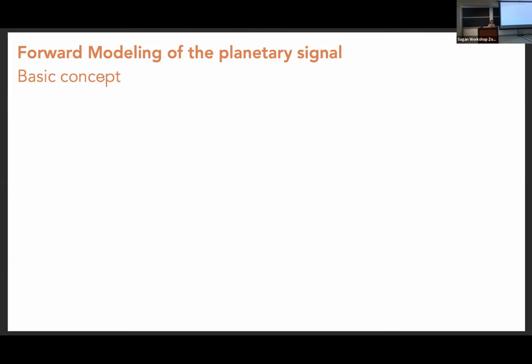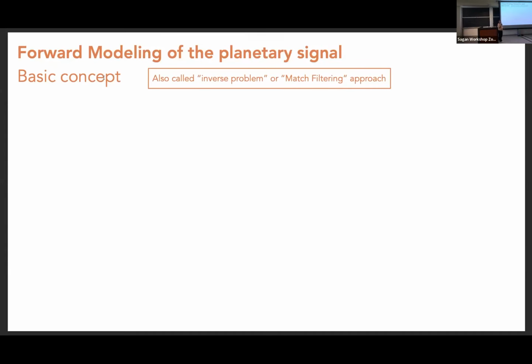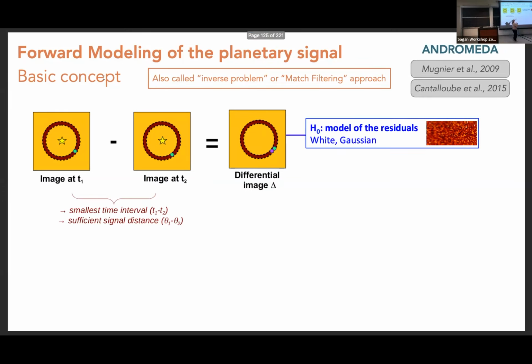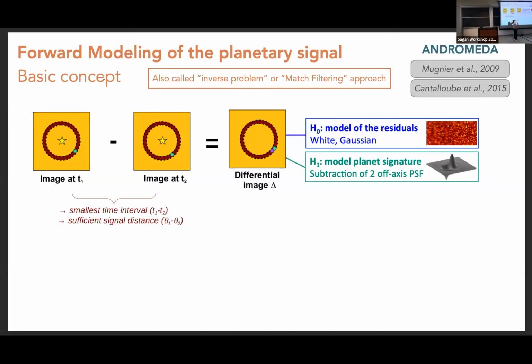So the basic concept of forward modeling, because I think it's quite cool. It's also sometimes called inverse problem approach or matched filtering approach. I took the example of Andromeda, but they're all the same thing. You do a subtraction and you obtain the first differential image or residual image. Two things: if you have noise, the null hypothesis, then you assume it's white, decorrelated, and Gaussian, which is wrong, but it's okay for now. If you have a planet, then you just subtracted 2 images in time, so you have the negative and positive blob, okay?